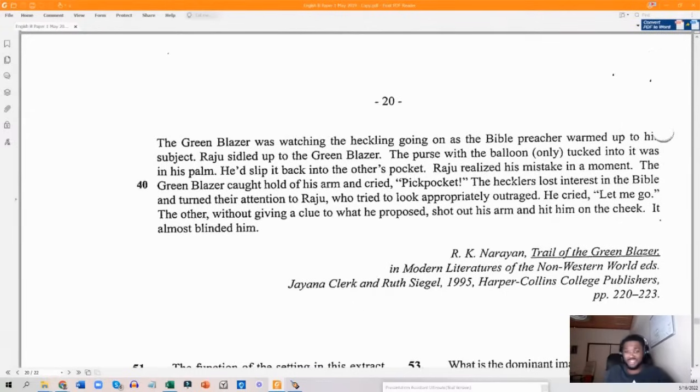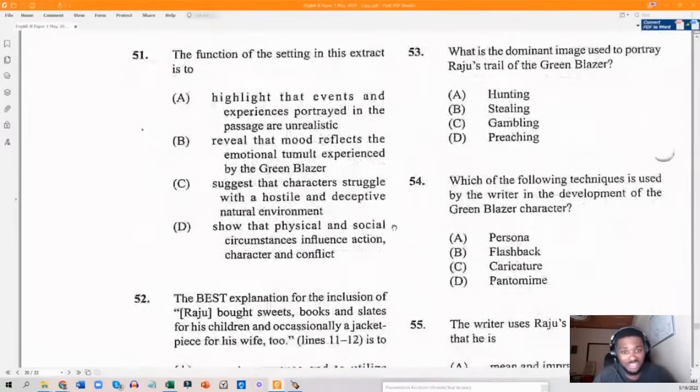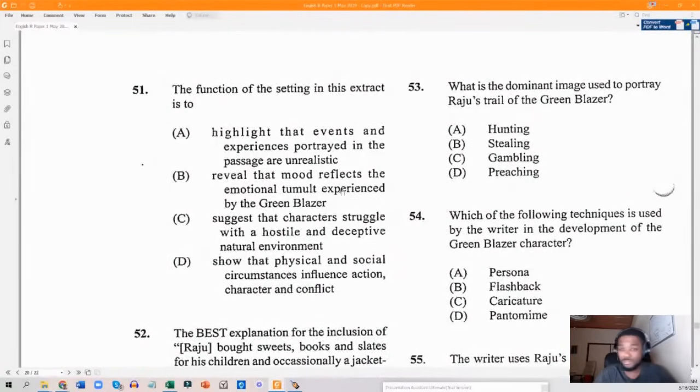All right, so pretty fun passage. Good job, CSEC. Fun passage here. All right, 51. Send your answers in the chat. The function of the setting in this extract is to... The function of the setting, we see the setting, this whole marketplace and crowd and all of this. What is the function of the setting? Remember, we're moving quickly. We're going to end the stream in a couple of minutes. So let's finish up before we hit the 3-hour mark and people start falling asleep.